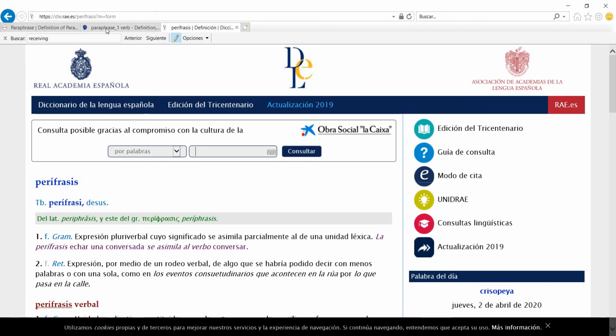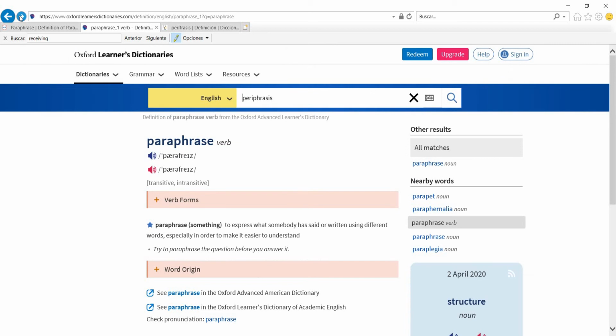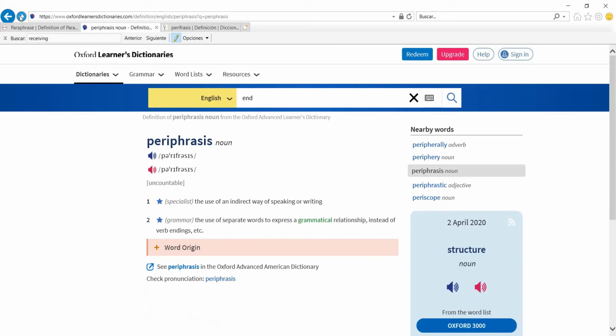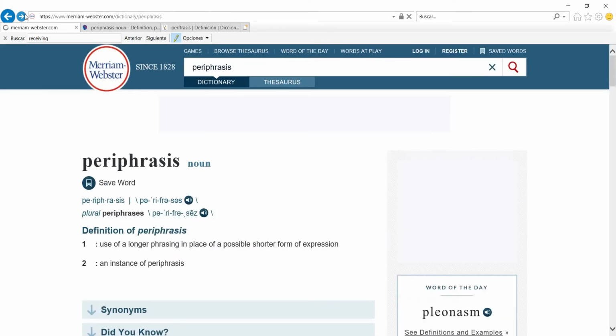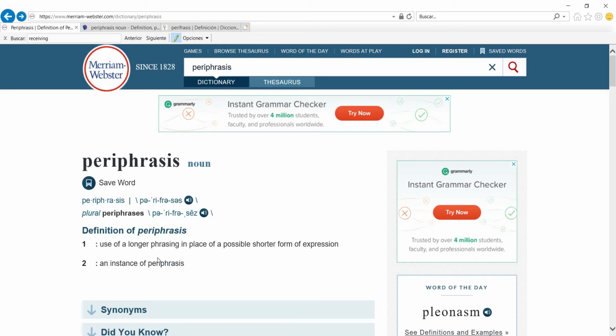And if we go to Oxford, periphrasis is an indirect way of speaking. We use separate words to express a grammatical relationship between words. Merriam-Webster tells us that periphrasis is a longer phrasing in place of a possible shorter expression.